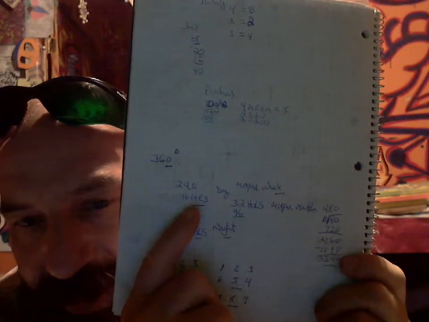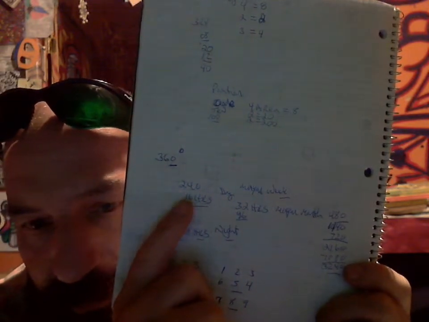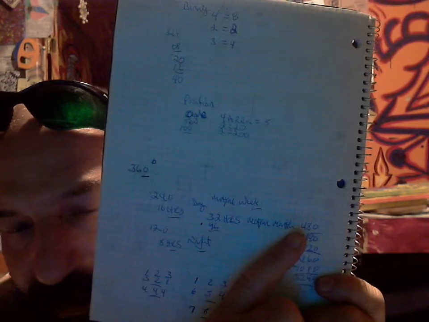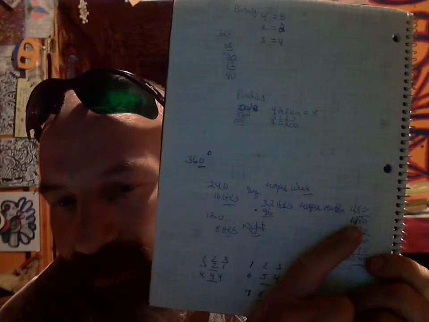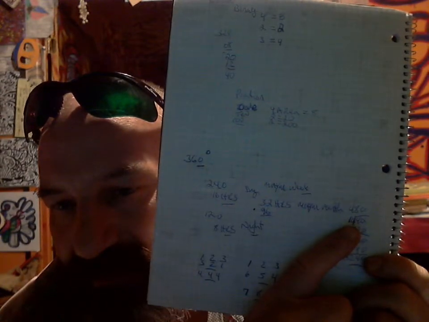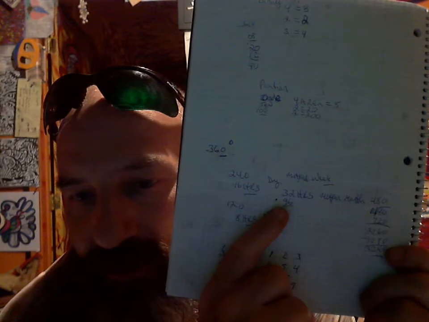32 hours a day, twice this equals 480. Times 3 equals 1,440 minutes. In the day of man, 1,440 minutes in the day. This equals a total.